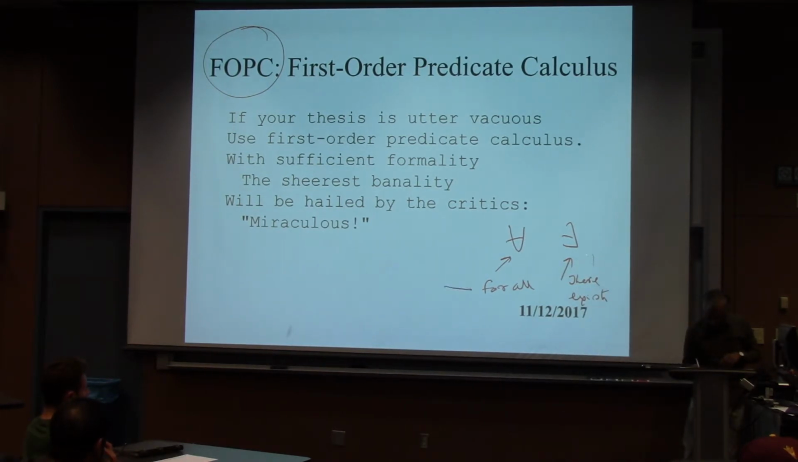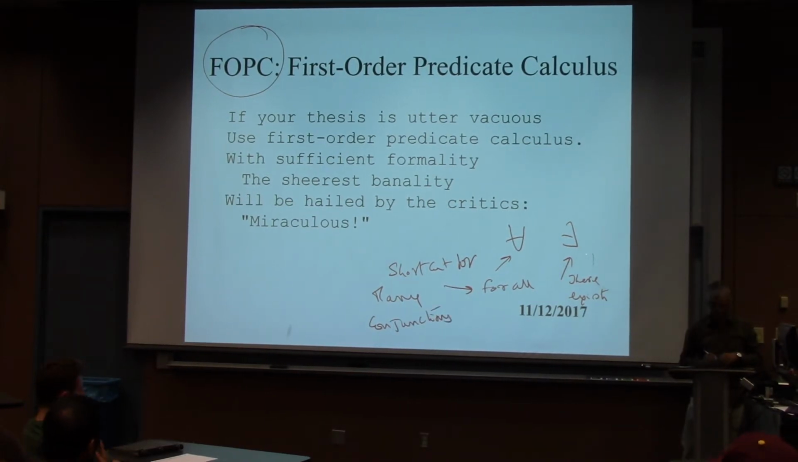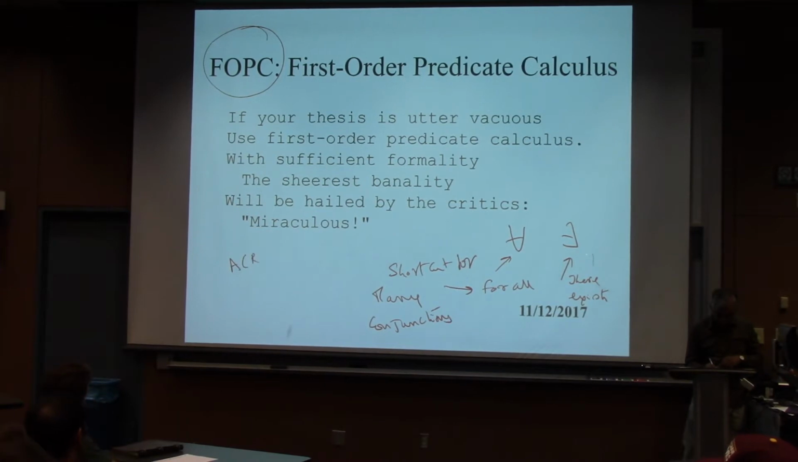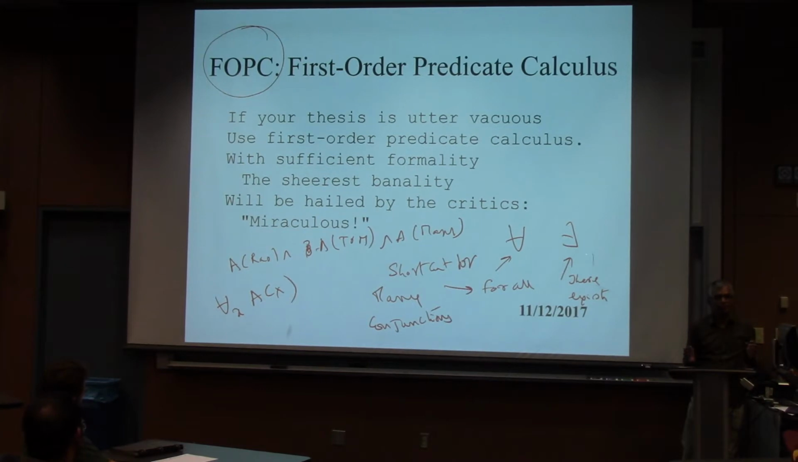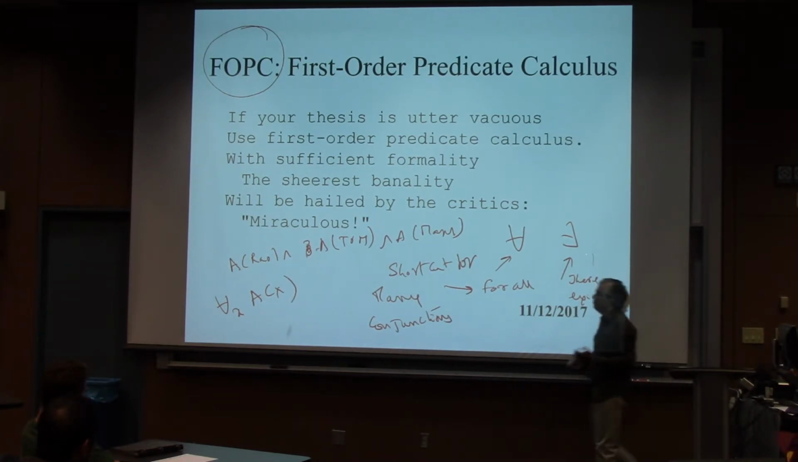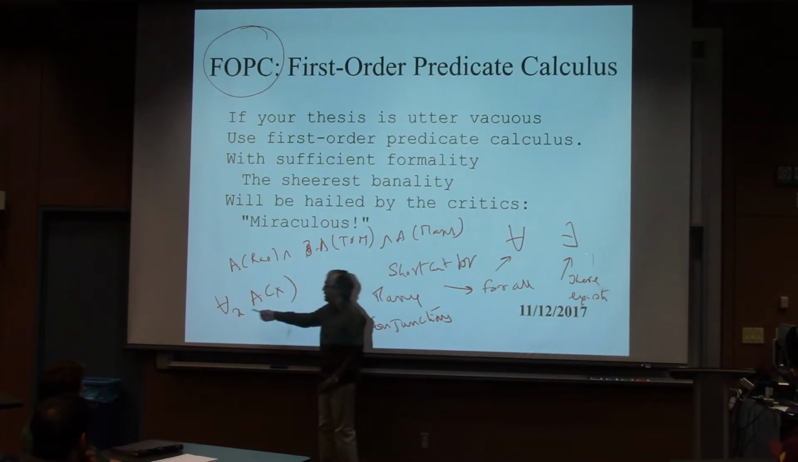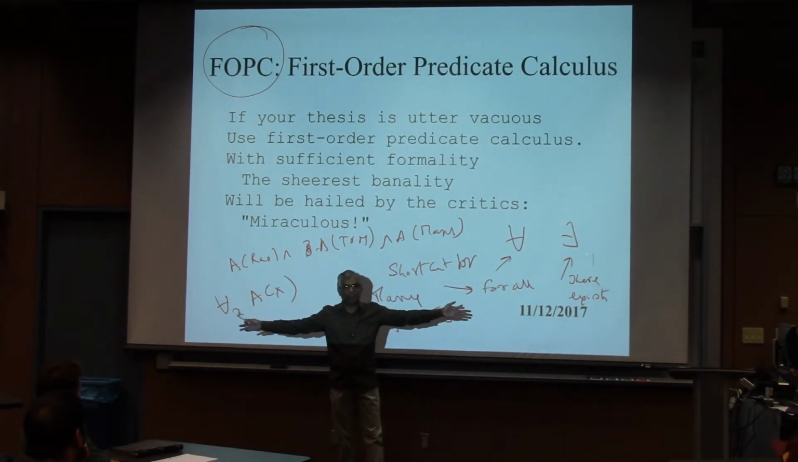Actually, it turns out you'll see, just giving the punchline: for all is a shortcut for many conjunctions. So if you want to say A of Raj and A of Tom and A of Mary, etc. So some relation A holds for all of these, you can just say for all X, A of X. That's it. So for all is a shortcut for conjunctions. And remember that it can be a shortcut for an infinitely large conjunction.